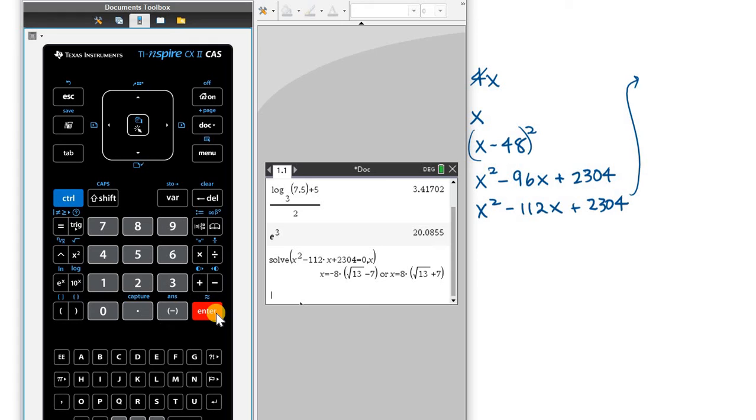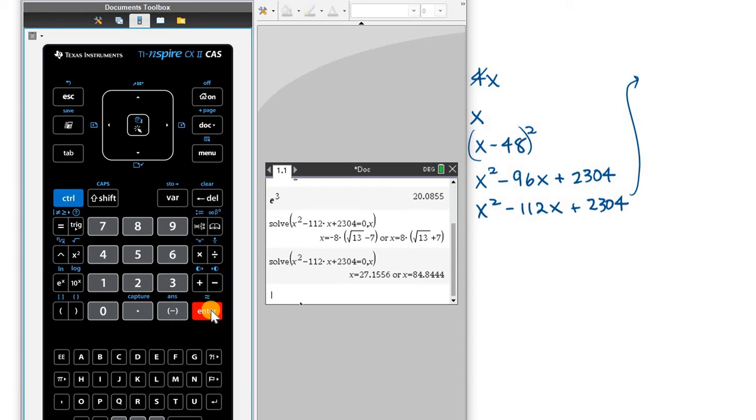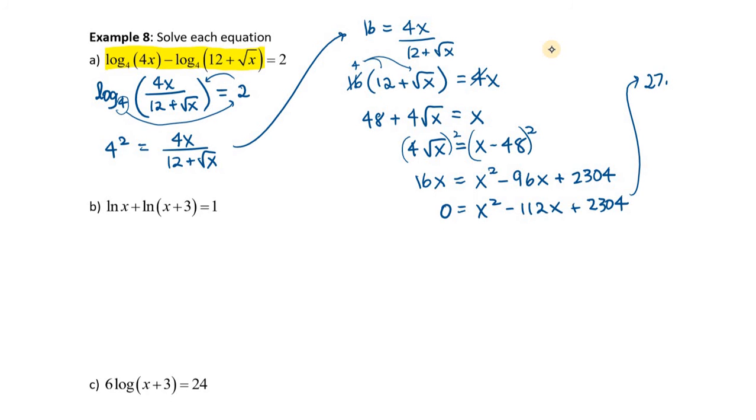So I would have had to use a quadratic formula. This thing is not factorable. Those are my exact answers. Or I can get the decimal equivalents by hitting the control enter button. Okay, so in this case, we'll just go ahead and we'll write down 27.156 or 84.844.